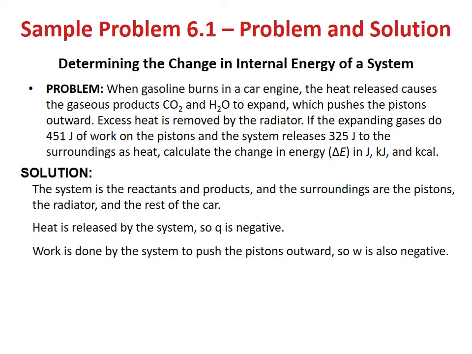Since heat is released by the system, Q is negative. So in this case, Q is negative 325 joule. Since work is done by the system to push the pistons outward, work is negative. So W is negative 451 joule. We have the equation: delta E, the internal energy change, is the sum of heat and work. So we combine heat and work together, which gives negative 776 joule.